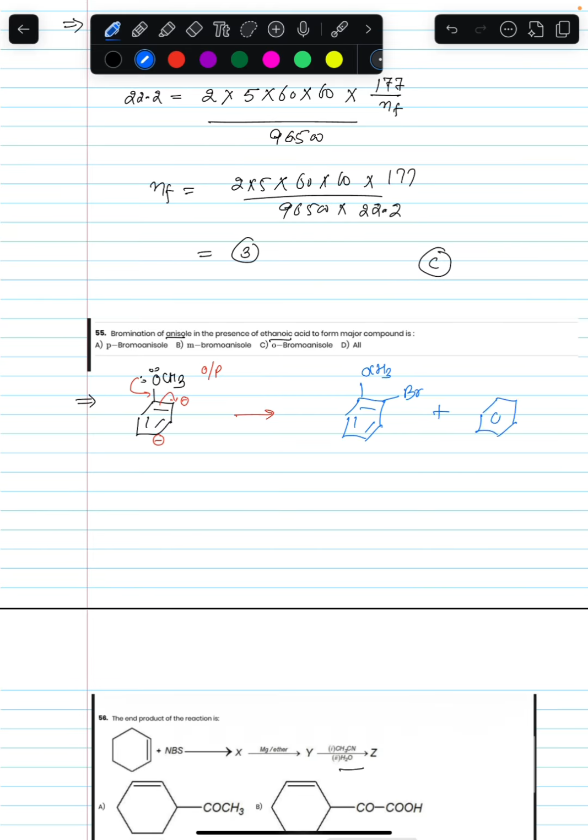But which one is major? Para is major because if it is attached at para, no steric repulsion between groups. If it is attached at ortho, then there is steric repulsion. So para product is major, meta is not major. So option is A.